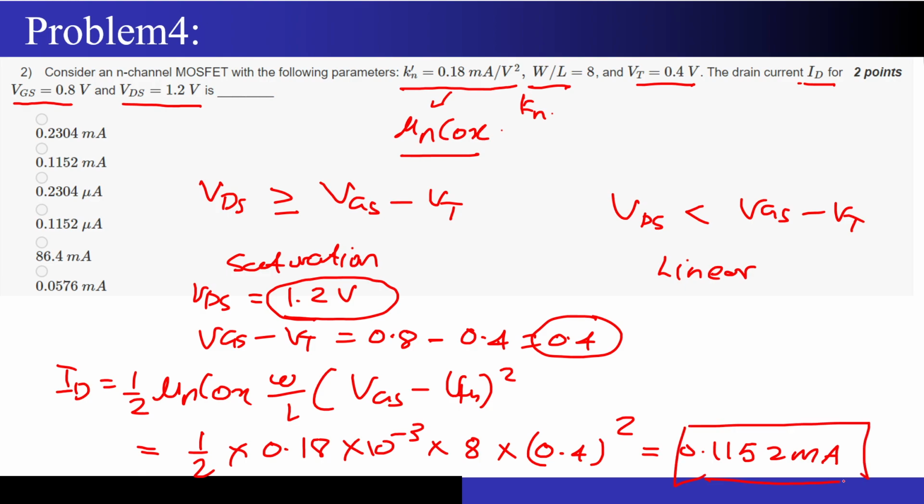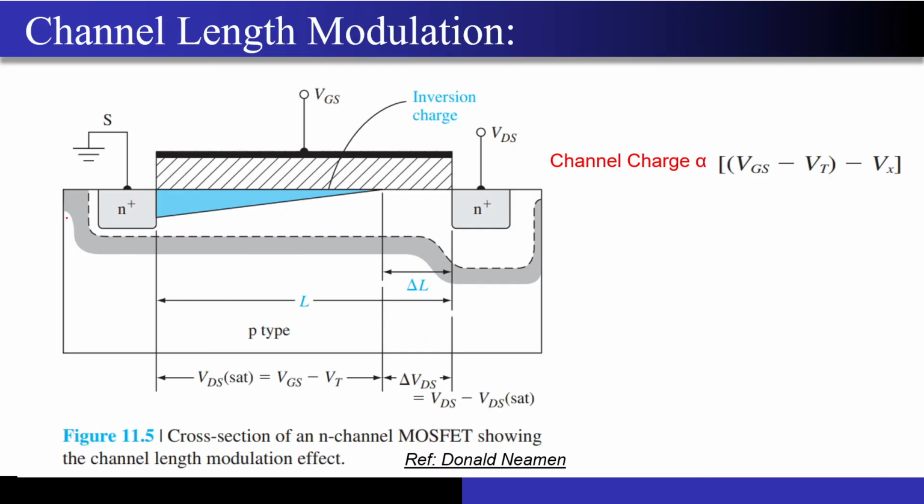Again, a very easy question. We needed to check these conditions, Vds and Vgs minus Vth. We found out the MOSFET is operating in saturation. We took the formula, substituted, and got the answer. So option B is the correct option over here. Now moving on to the next part, which is about channel length modulation.